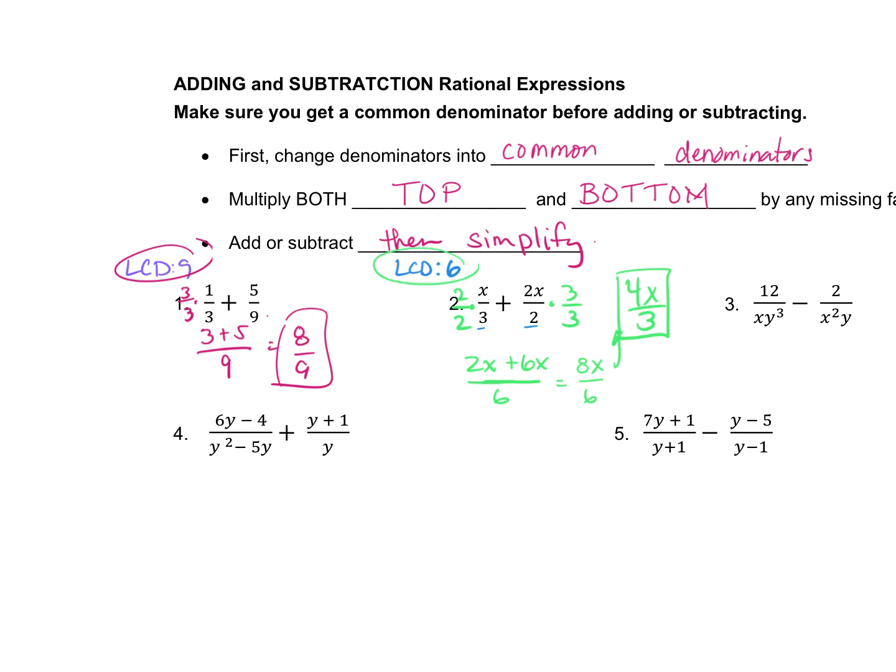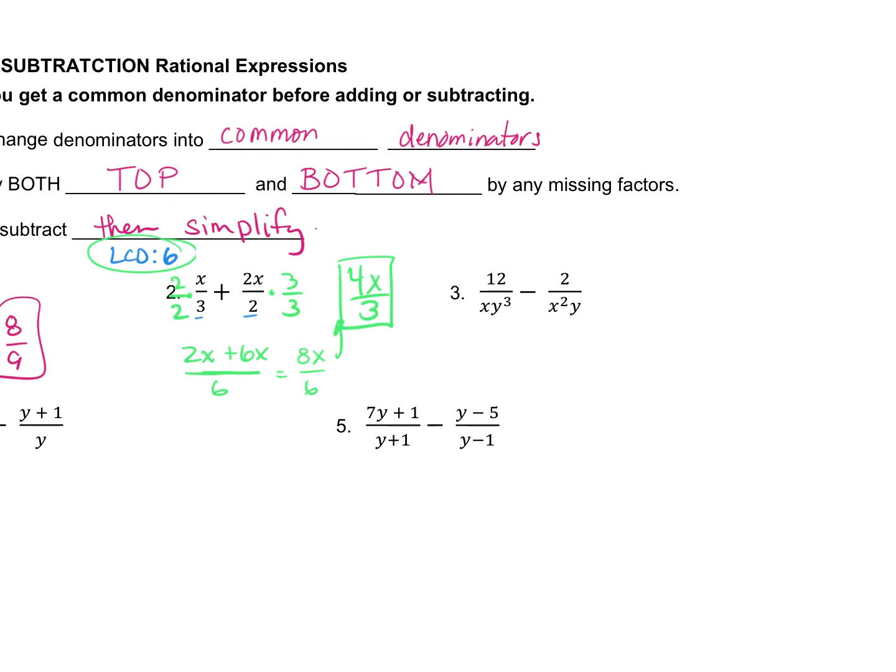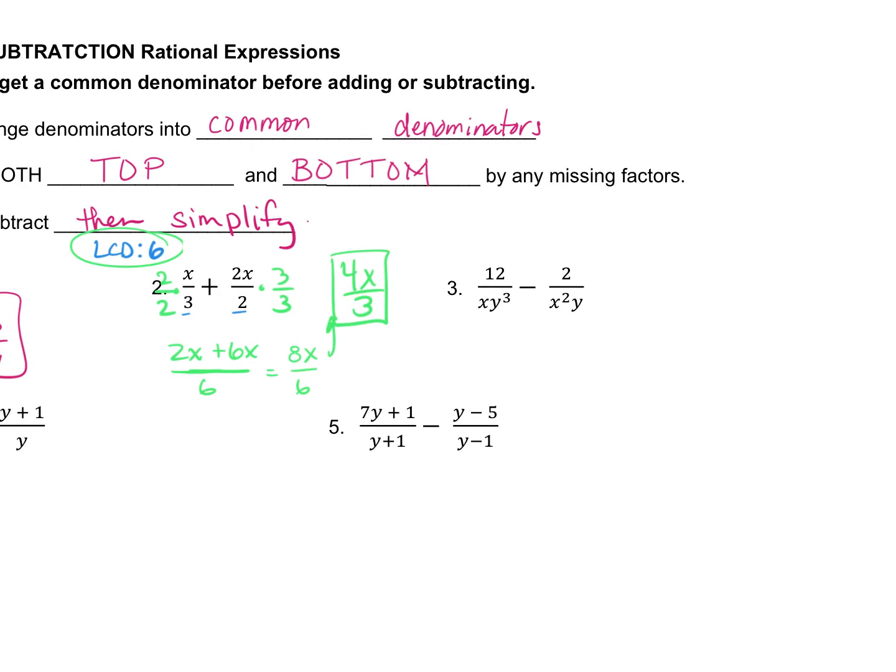Now again, I want to see the LCD as well as the answer. Number 3 is a little bit different. We just have variables. No numbers are there. So we want to find the LCD first. When it comes to variables, the way you want to think about it is that everything you see in the denominator must be in that LCD. So the first thing I look at is the x's. Here's an x and here's an x squared. I need the higher of those two exponents, so it has to be an x squared. And when I look at y cubed and y, I need y cubed. So my LCD is x squared times y cubed.